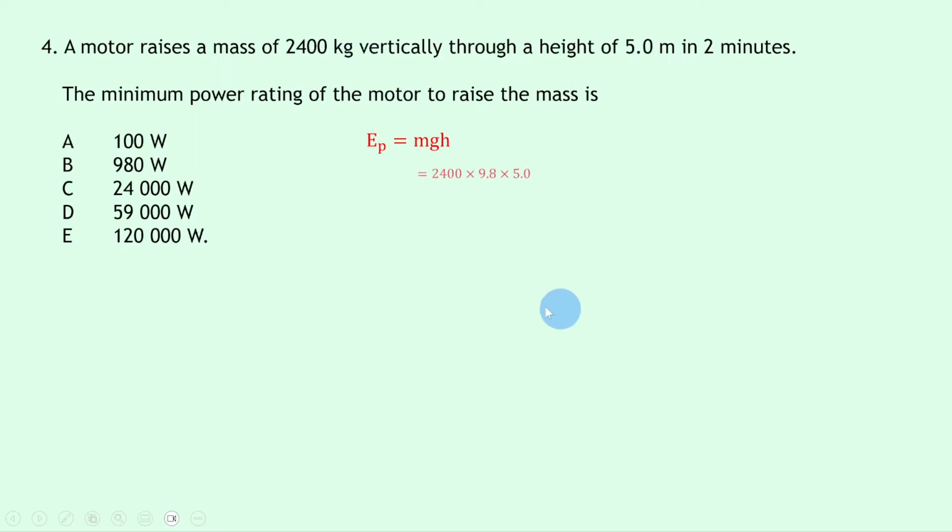So substituting in our numbers, we have 2,400 for the mass, times 9.8 newtons per kilogram on Earth, times 5.0 meters for the height, and putting that into your calculator should give you an answer of 117,600 joules. And notice how I'm not rounding at this stage.